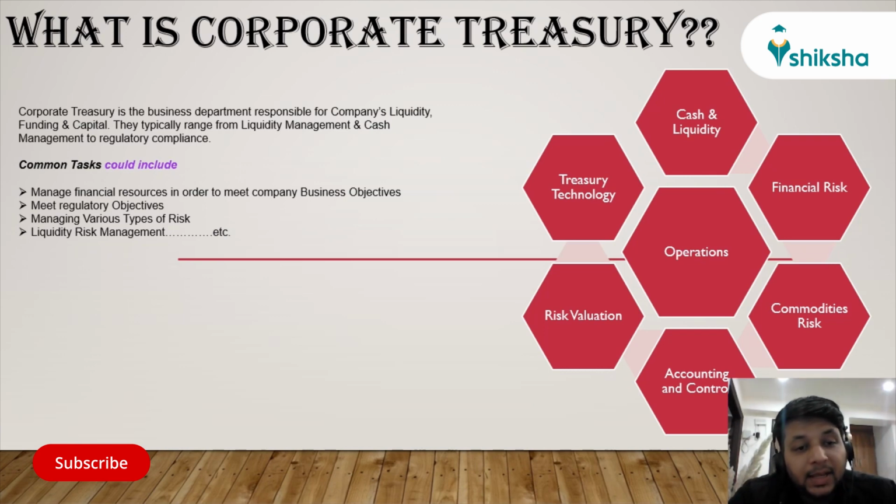Managing types of risk. Risk is not a small area. It has various types: credit risk, market risk, interest rate risk, reputational risk, liquidity risk. So different risks are available. We are not here to discuss each and every risk. I am more concerned about the risk which is related to treasury. This is what is there in corporate treasury. And finally, liquidity risk management, which covers one section of risk.